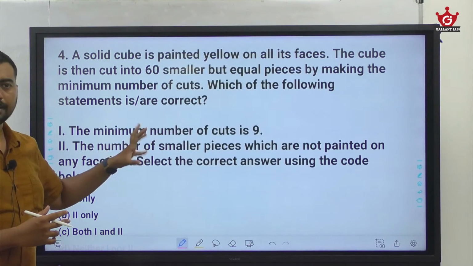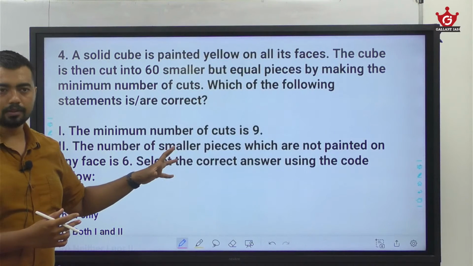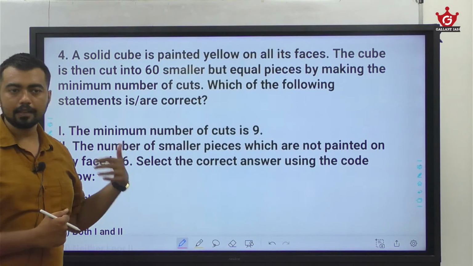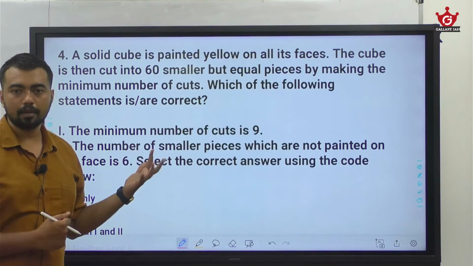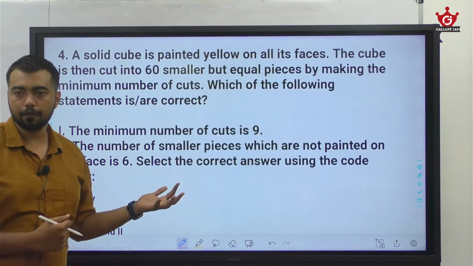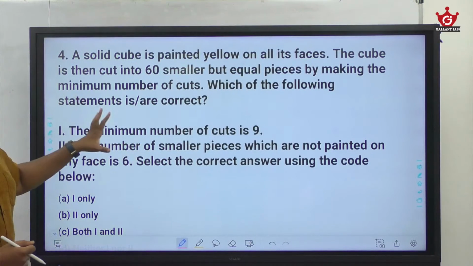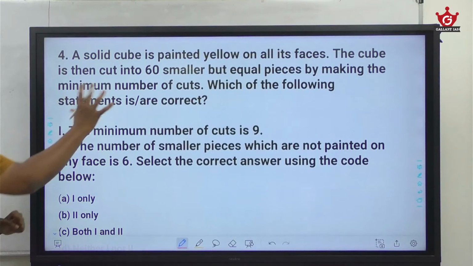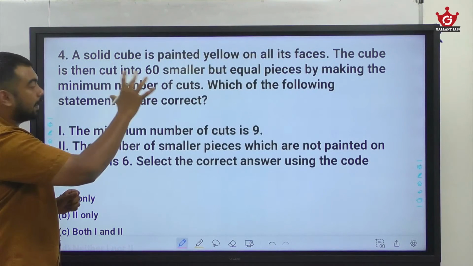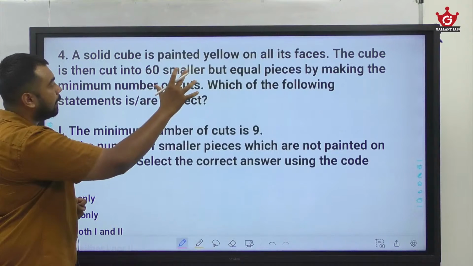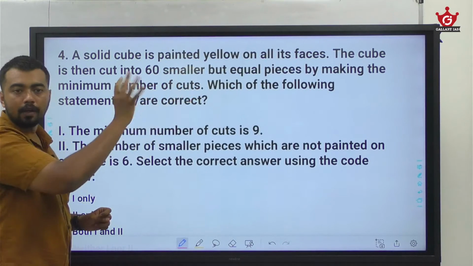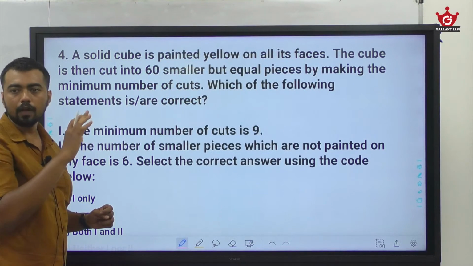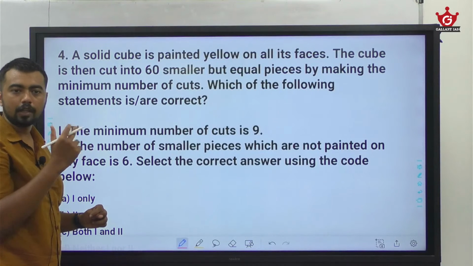This is one of the questions on the tougher side, I would say. The answer cannot be arrived at without knowing the formulas. So we will discuss this in detail. Okay. So let's read this together. Please listen here. A solid cube is painted yellow on all its faces. Yellow color is painted on all its faces.